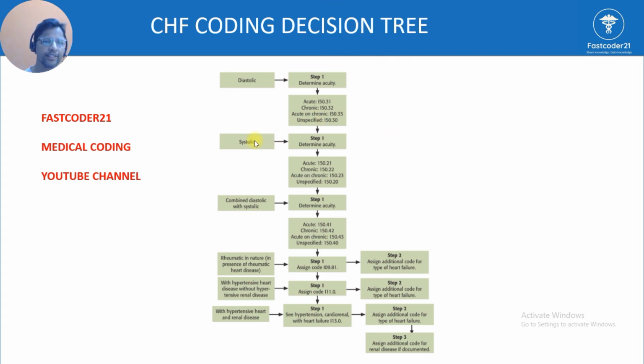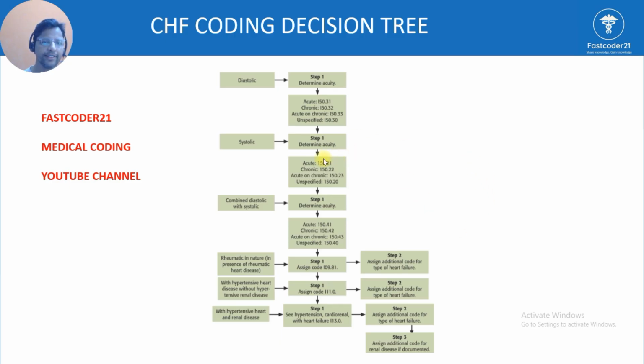Now we need to check for systolic. So first we need to check the acuity. Acuity means severity basically, whether it is acute, chronic, or unspecified. In the documentation, for example, if you see systolic heart failure, then you need to check for acuity, whether it is acute, chronic, or unspecified.